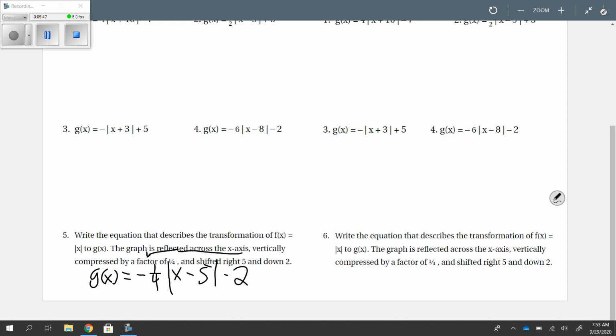All right. Try number 6 by yourself. Complete the worksheet. Upload it. If you have any questions, send me an email. But hopefully this is pretty easy, especially after yesterday's lesson. And you should get it done fairly quickly.